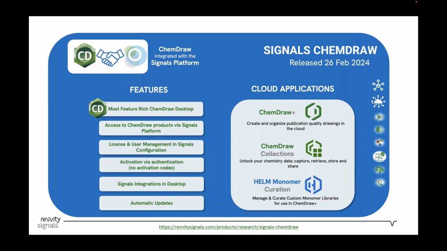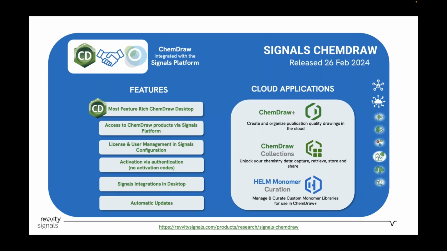Finally, if you are drawing anything related to biopolymers and using HELM as part of the Signals ChemDraw offering, also included in that license is something called the HELM Curation application. You may be familiar with the ChemDraw Desktop HELM editing experience, where you can create your own custom libraries and have them stored locally. The HELM Monomer Curation application allows you to centralize those monomer libraries in the Signals Research platform for use to be able to draw those biopolymers, peptides, oligonucleotides, things like that in the ChemDraw Plus application. And I'll show you a little bit of that connection today.